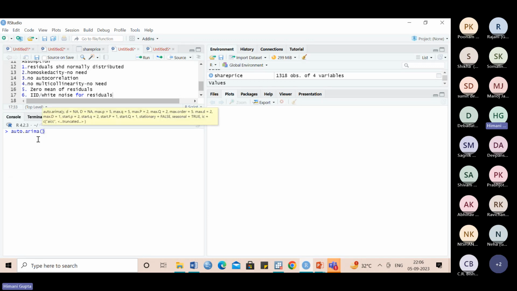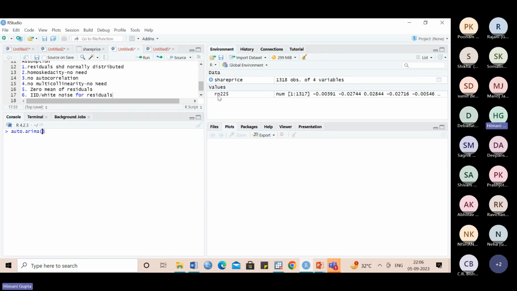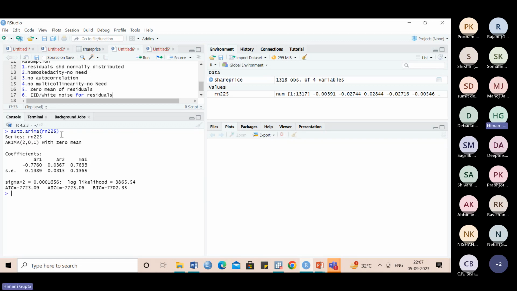Now see, I am working on the return series. I'm not working on the price series right now. Return series means RN225. I am giving the instruction to calculate the model on this return series. You will see that it has given me the model where AR is 2, integrated at 0, and MA is 1. It is written 0 because I have taken RN225.